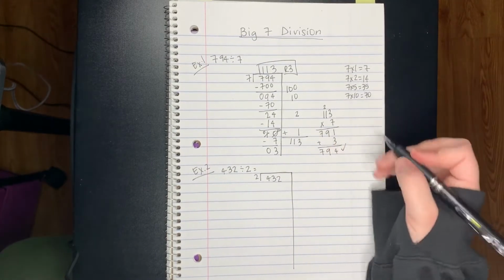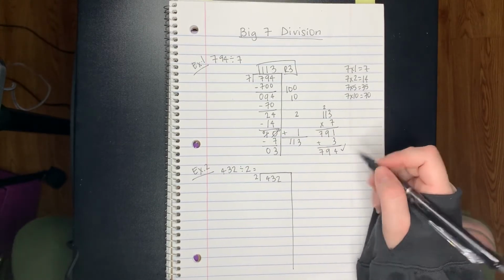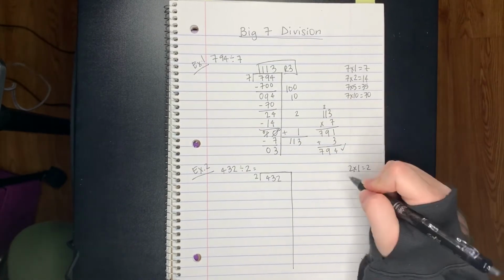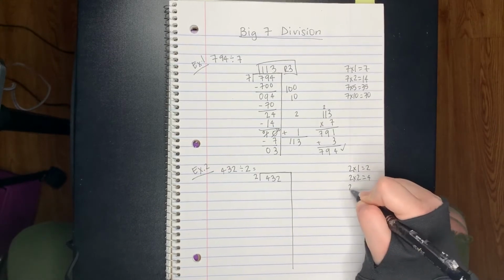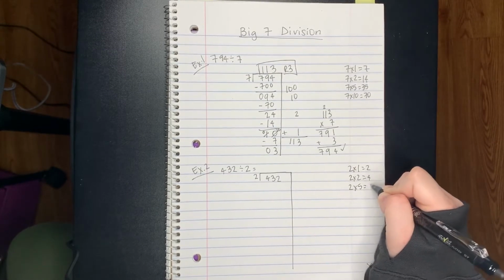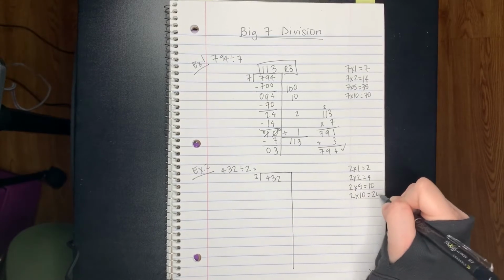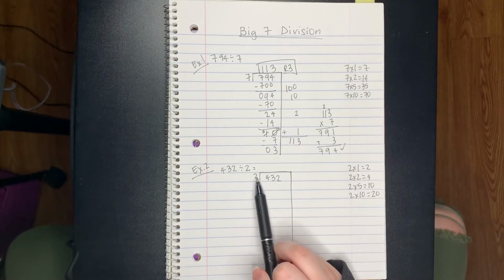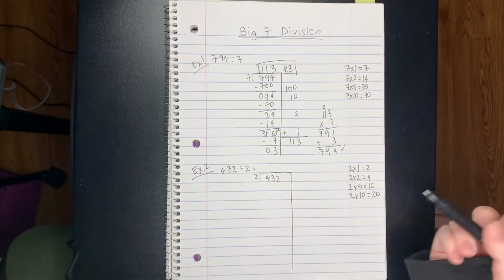Now we're going to write out some of our quick multiples of 2. So 2 times 1 is 2. 2 times 2 gives us 4. 2 times 5 gives us 10. And 2 times 10 gives us 20. All right, now we have to figure out how many times 2 can go into 400. We can multiply it by 100. So let's do that.